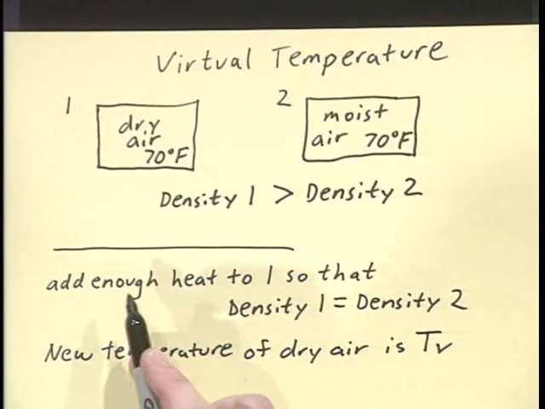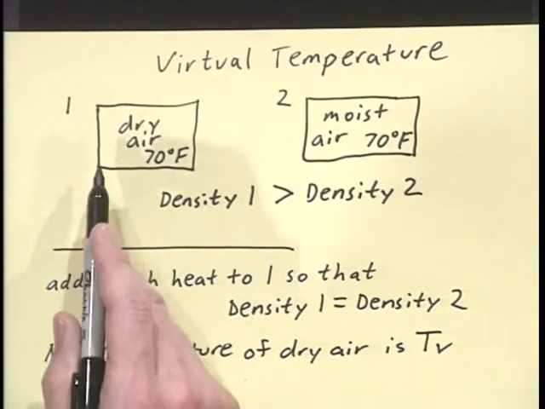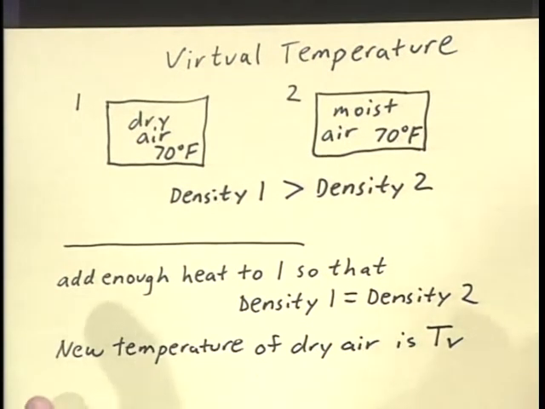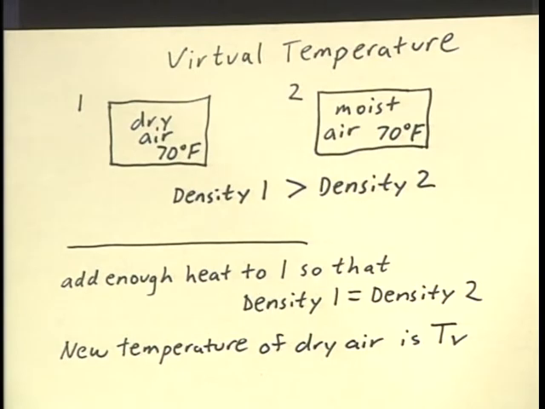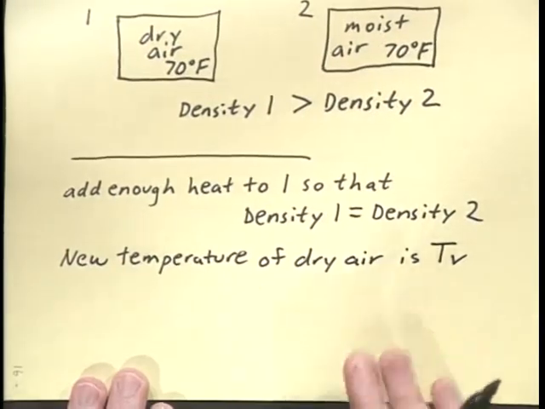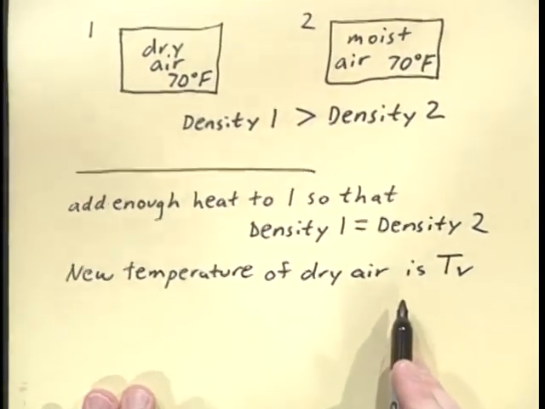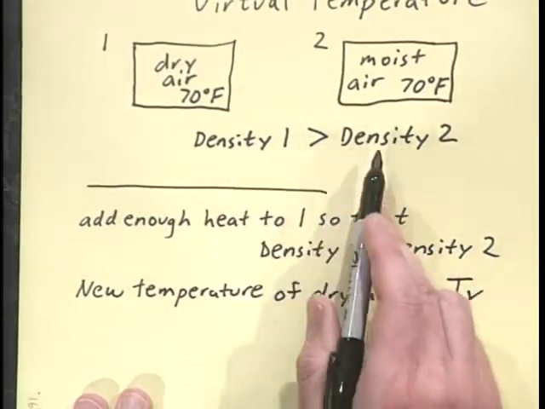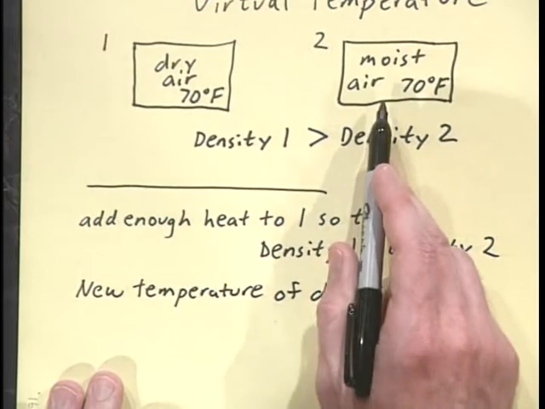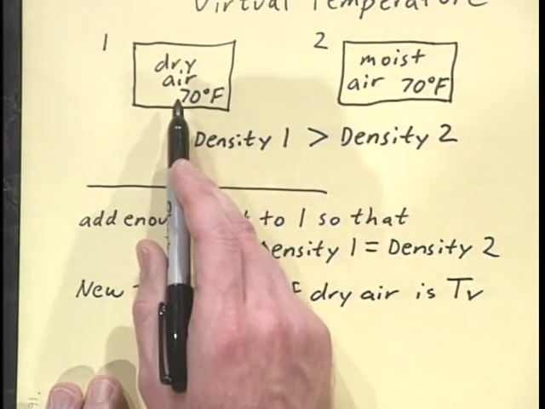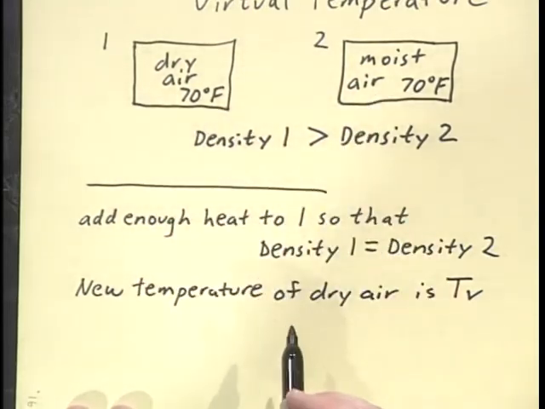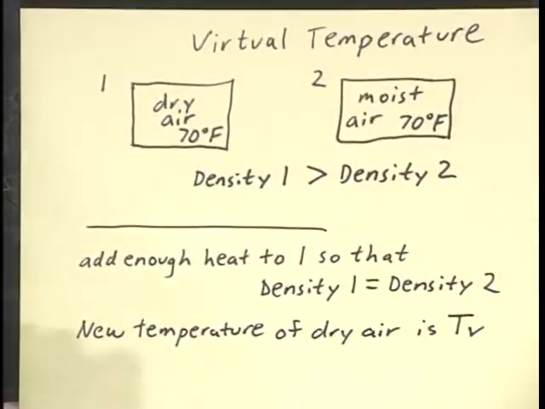So the density of 1 here, the dry air, is more dense, higher density. So we want to add enough heat to this parcel so that the densities become equal, so that density 1 is equal to density 2. The temperature at which that happens is the virtual temperature. So the new temperature of the dry air is the virtual temperature. Again, the densities are different here. The moist air is less dense, but we want to warm this air up so that it has the same density. And once we do that, then we have the virtual temperature.